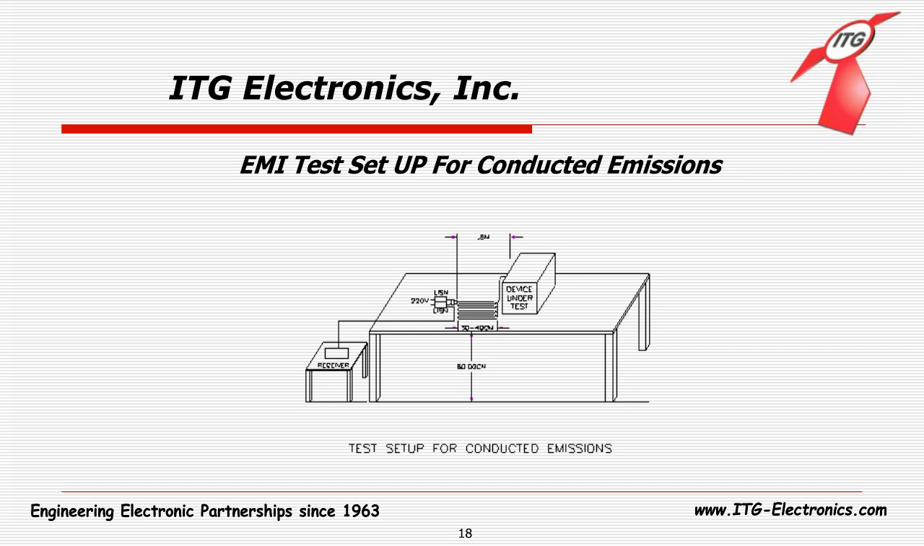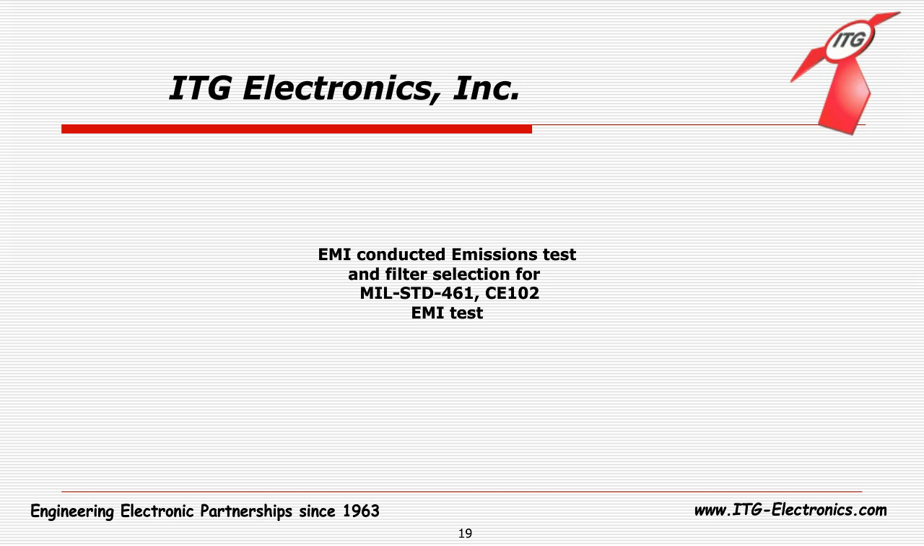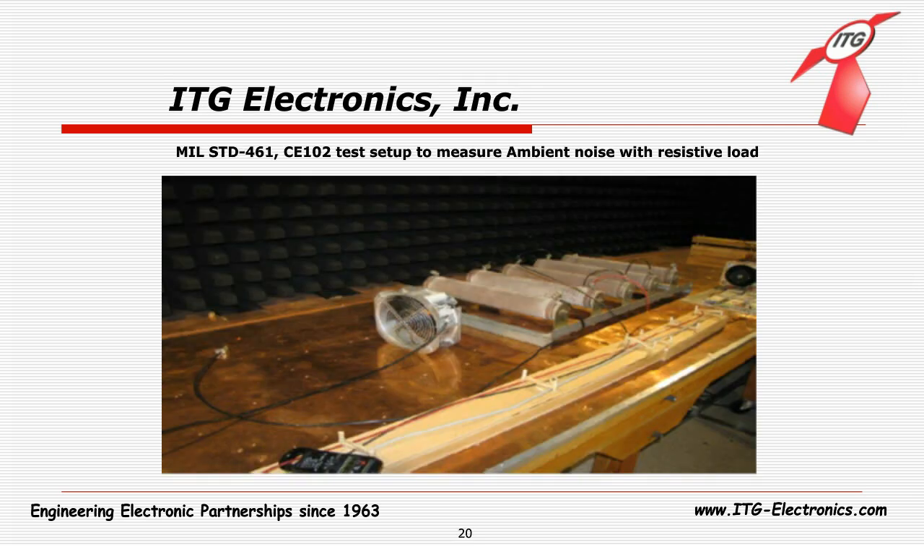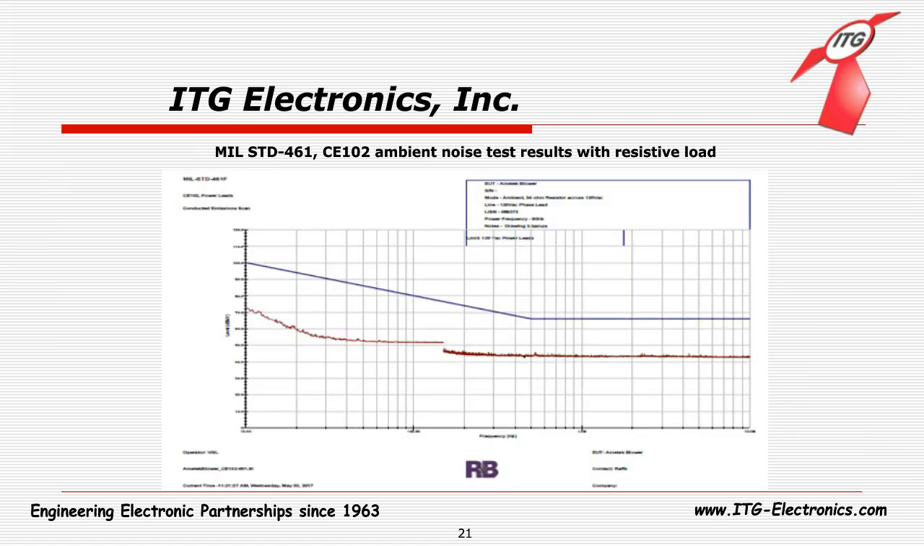So in a real scenario, a unit is sent to a lab for EMI test. After setting up the test equipment in a shielded room, the first test performed is to measure the shielded room ambient noise using a resistive load. As you can see here, a load is connected which draws rated current. Once the test is done, which is a CE102 test, the test result should look something like this. It should be at least 10 to 20 dB below the limit.